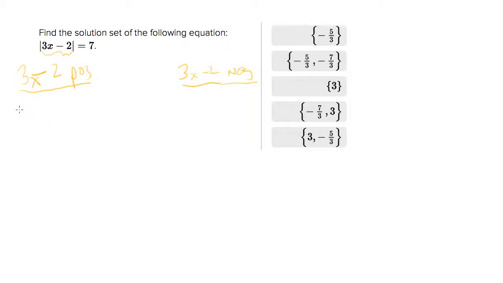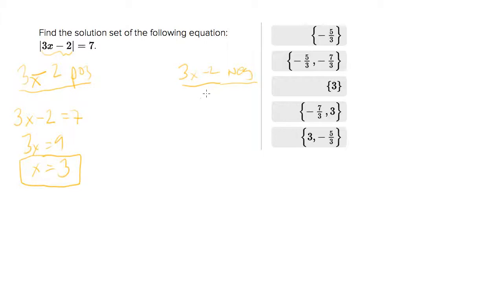So what that means is that this equation is equivalent to 3x minus 2 equals 7. So we can solve this for x. So you get 3x equals 9, and you get x equals 3. So this is going to be one of the things in our, quote, solution set. But we also need to solve the other case where 3x minus 2 is negative. And then we'll need to add that to our solution set.